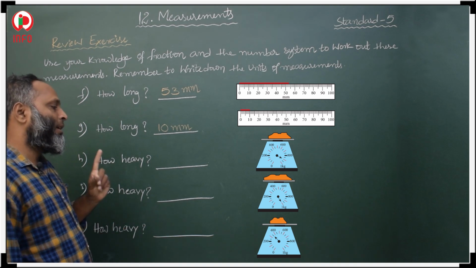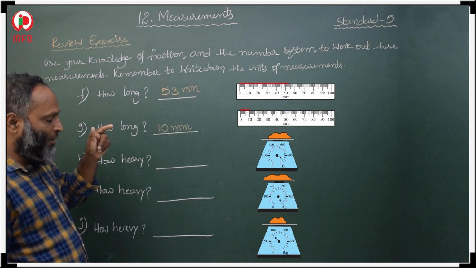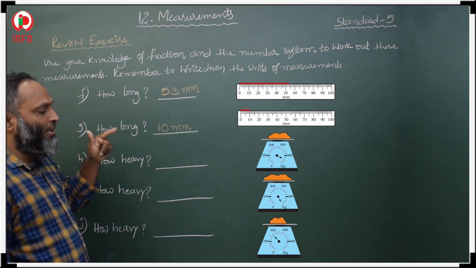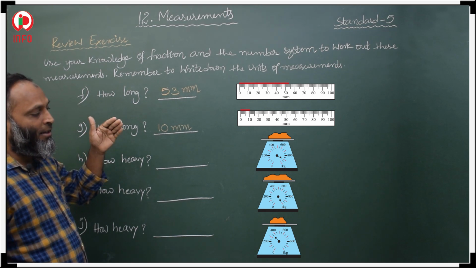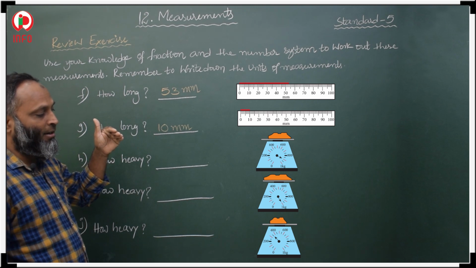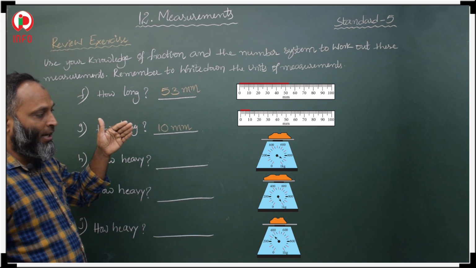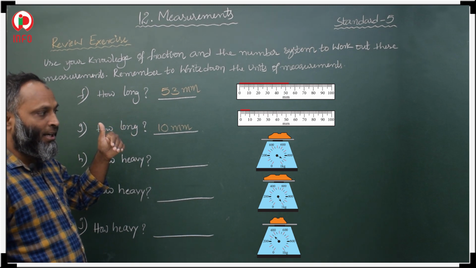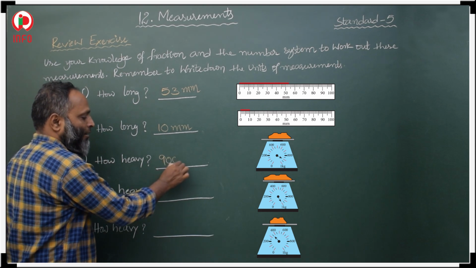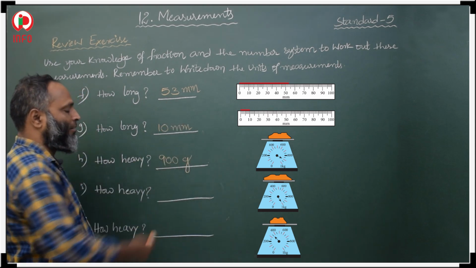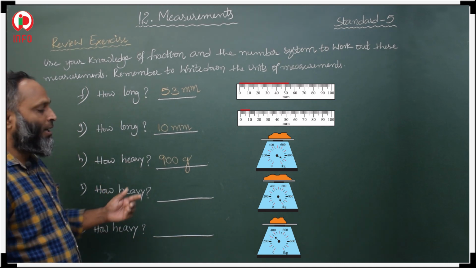See here, the arrow is in between 800 and 1 kg. It means after 800 comes 850, 900, 950 and 1 kg. So the arrow is at 900 grams, 900 grams. Okay.